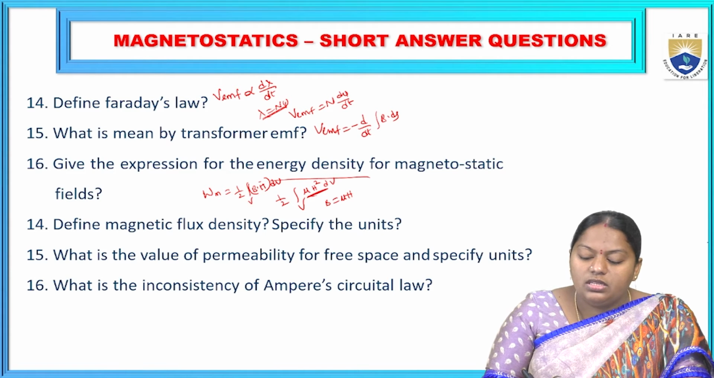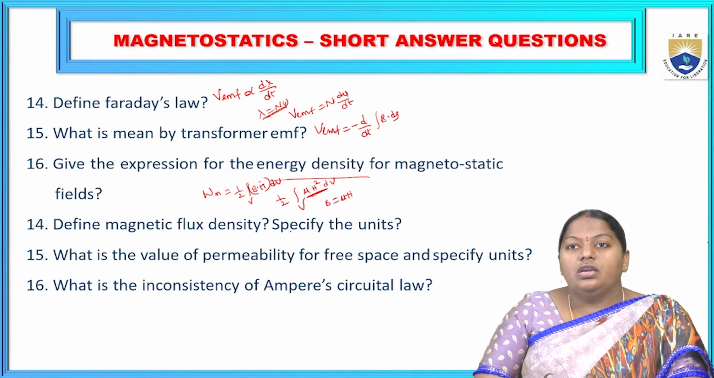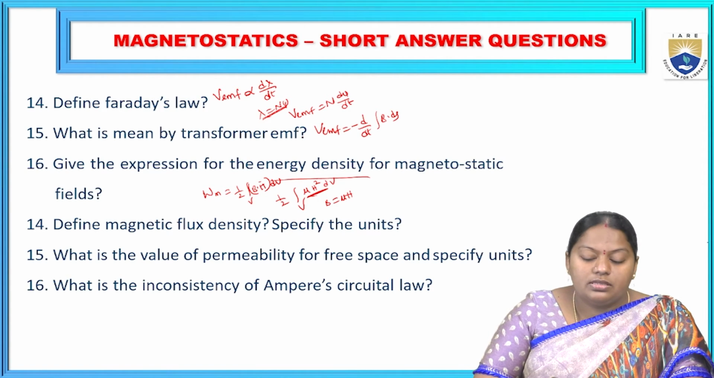And similarly, for energy density in electrostatic fields, B is analogous to D and H is analogous to E in electrostatic fields.